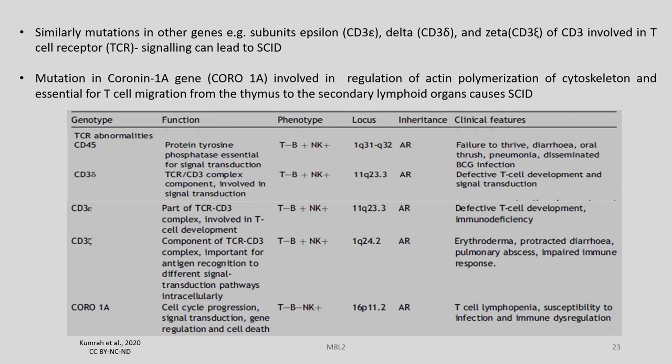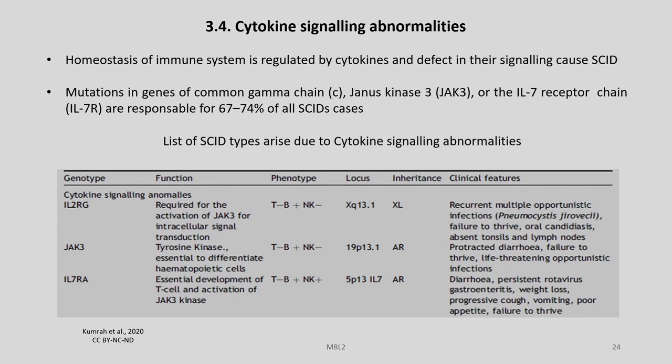So, with a different genotypic representation, we have varied and certain common clinical features. For example, here we have both defective T cell development and signal transduction, and immunodeficiency. And then in the next case, we have erythroderma, protracted diarrhea, pulmonary abscess, impaired immune response. In the last case, CORO1A, we have T cell lymphopenia, susceptibility to infection, and immune dysregulation.